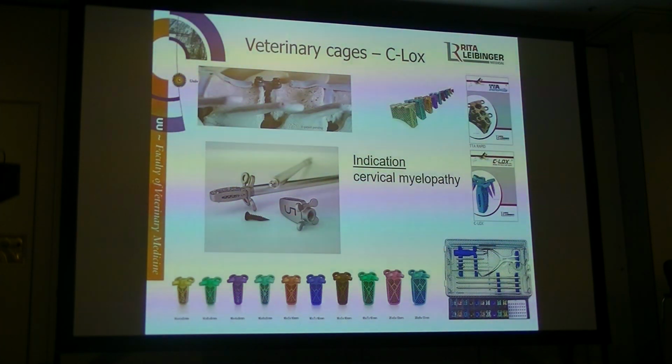These cages are 3D printed. I know that the owners of this company come from the medical field, so they have seen all this development in the medical field, and now they have introduced this into the veterinary field. Using 3D printing techniques to make a row of cages, and now the surgeons can select the right size for the animal. And this is a standalone cage, meaning that no plate is necessary, but it is held in place by tiny little screws, 4 screws.